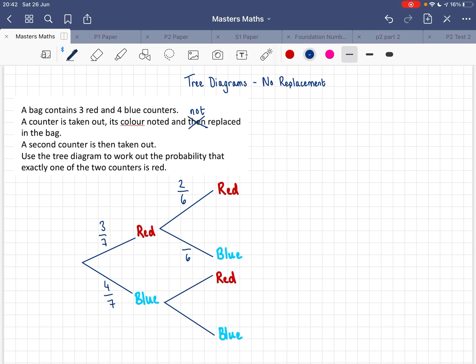The blue counters haven't changed. There's still 4 blue counters in the bag. They're just out of 6 counters altogether because you've taken one out. Okay, I hope that makes sense.